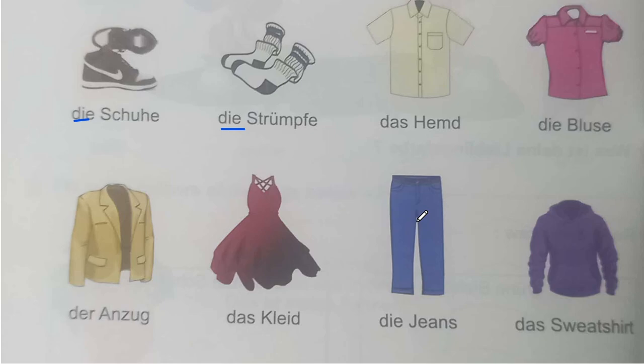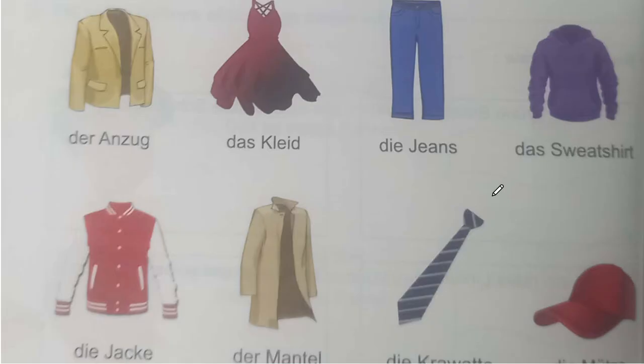Next, we have a dress. Kleid. Das Kleid. Kleid is kind of like a cloth as well, but here it's a dress, so das Kleid. Neutral. Jeans. I'm pretty sure many of you wear jeans. So it's simply jeans in Deutsch as well. Die Jeans. Okay, we see a sweatshirt. Sweatshirts are very common nowadays. Many children wear it, teenagers mostly.